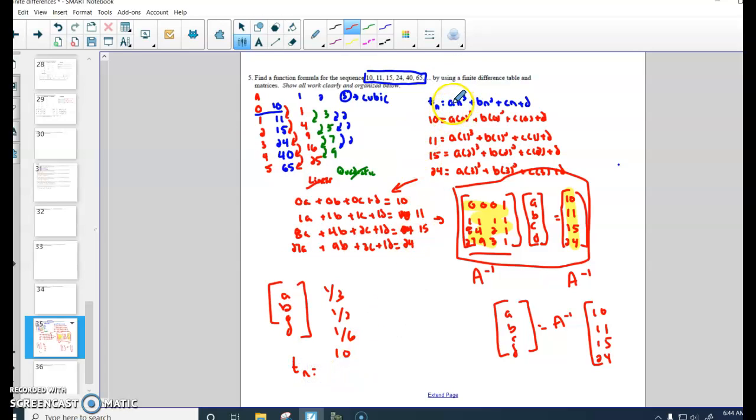And remember, now we're just plugging a, b, c, and d into that equation. So I have 1/3 n cubed plus 1/2 n squared plus 1/6 n plus 10. And that's going to be your polynomial for this situation. Hopefully this is helpful, and we can talk more about it if you guys have more questions.